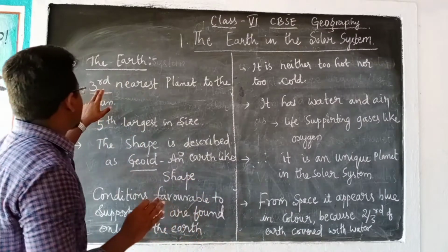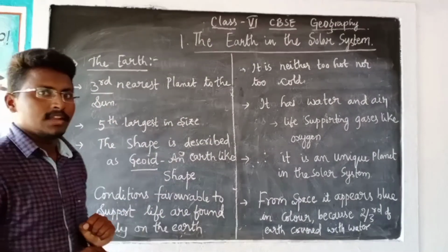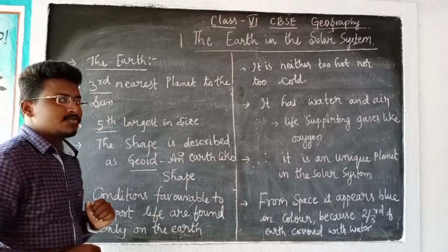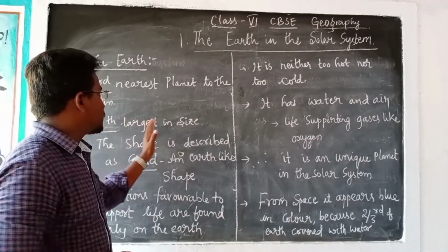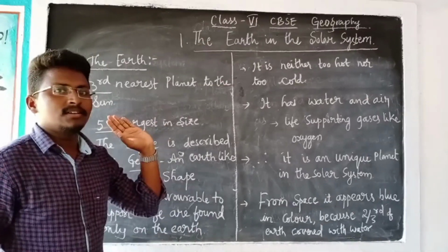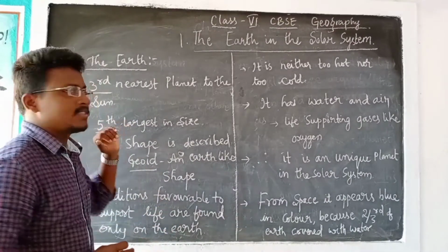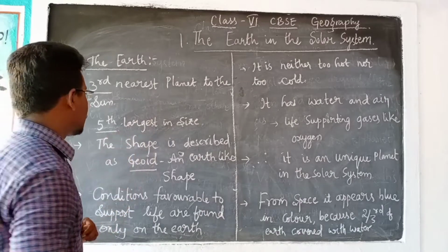So it is the third nearest planet to the sun. Then the next thing is the size. The earth is the fifth largest planet in the solar system. According to the size, it is fifth largest.